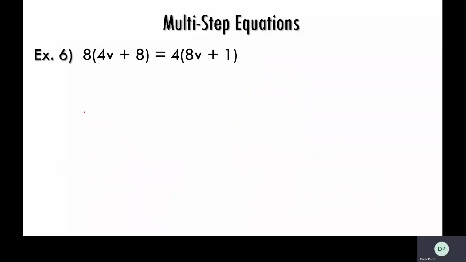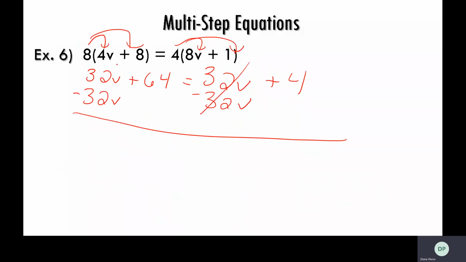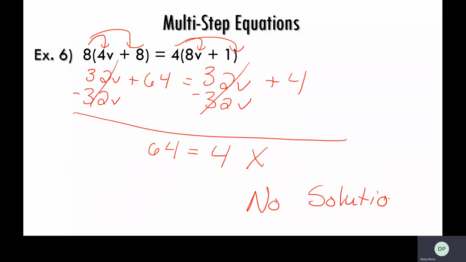Here is another one to look at. So we would distribute here on both sides. 8 times 4b is 32b. 8 times 8 is 64. 4 times 8b is 32b. 4 times 1 is 4. You would move the variable over to the other side. When you do that, both variable terms cancel, which means it's one of our special cases, and we have 64 equals a +4. Well, that's not true, so this is a no solution. So no solution would be your answer, or no real solutions.